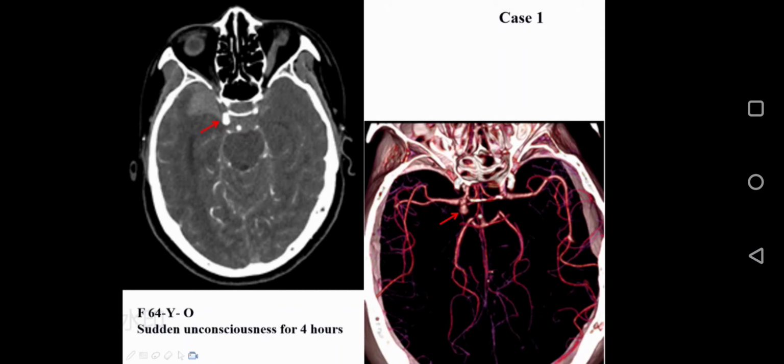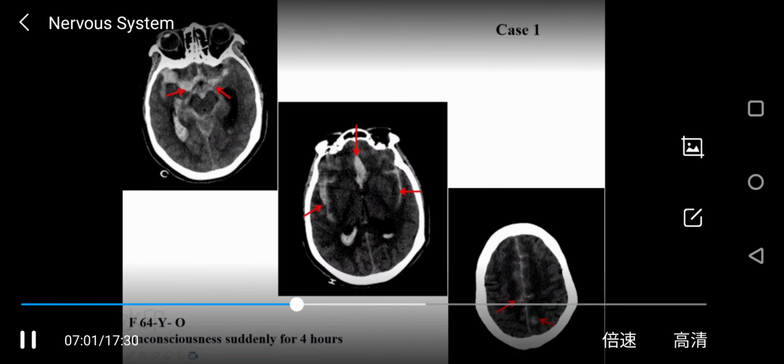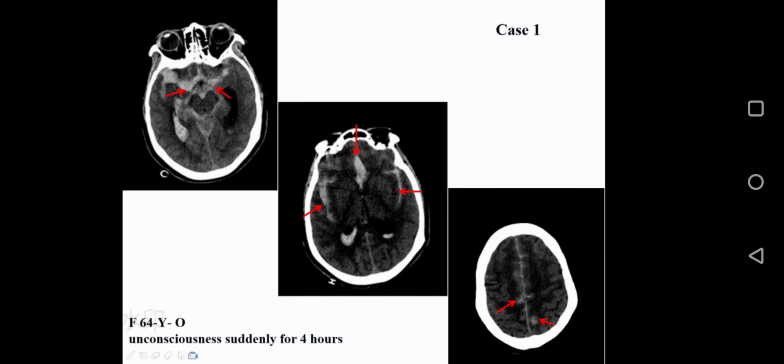Here is another case of a 68-year-old man complaining of a headache for 12 hours. On the CT angiography, we find the anterior communicating artery showing a Berry aneurysm. Also, we can find it on the 3-dimensional reconstructions. On CT scanning, we also find a lot of high-density hemorrhage in the basal cisterns, falx, and sulci.